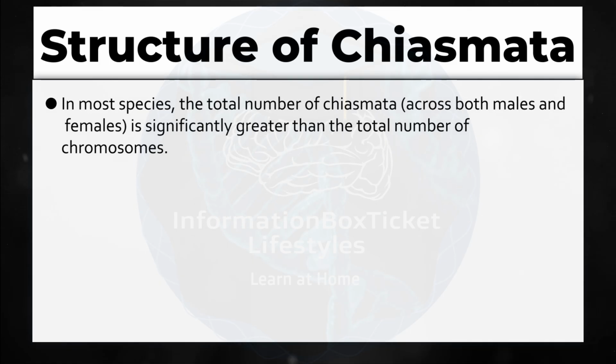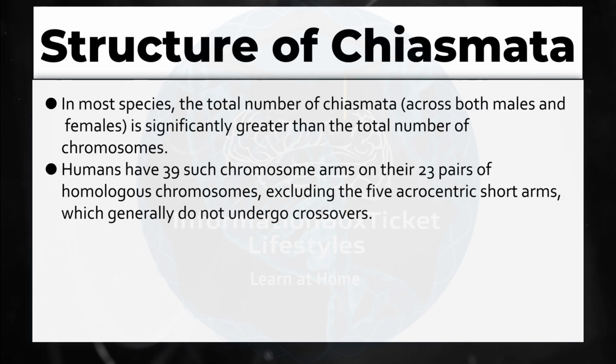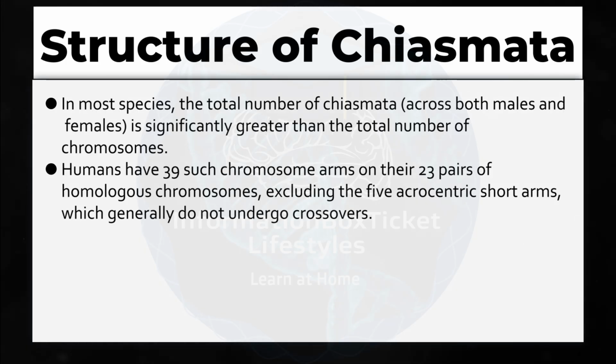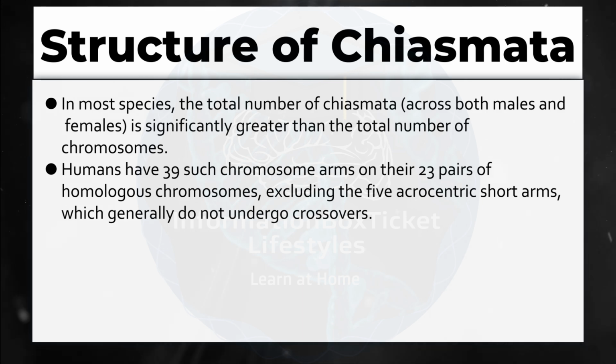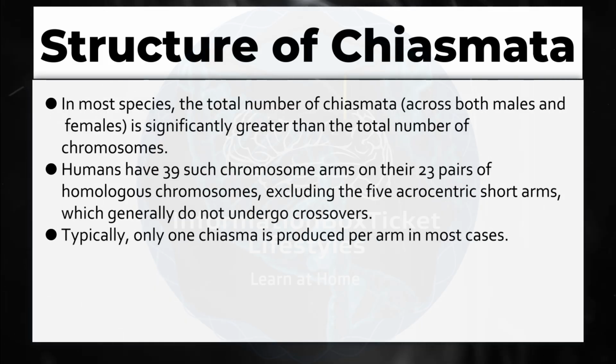In most species, the total number of chiasmata across both males and females is significantly greater than the total number of chromosomes. Humans have 39 such chromosome arms on their 23 pairs of homologous chromosomes, excluding the 5 acrocentric short arms, which generally do not undergo crossovers. Typically, only one chiasma is produced per arm in most cases.